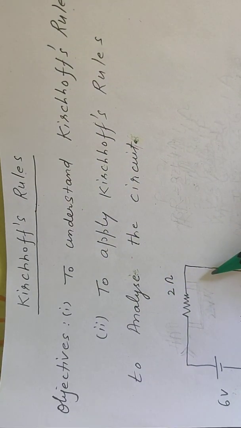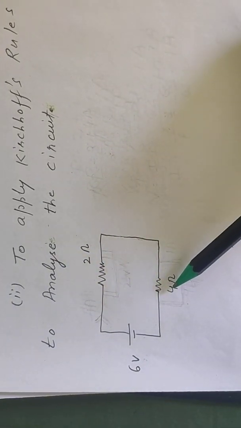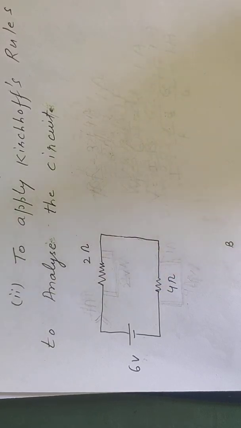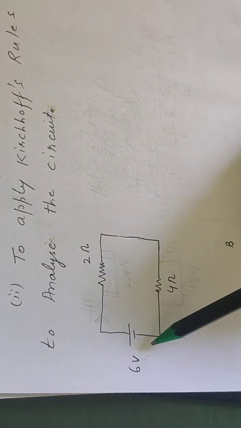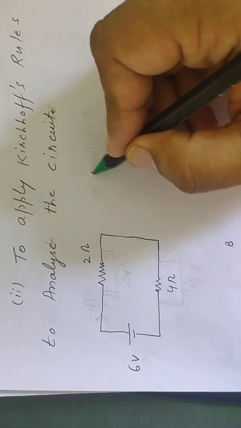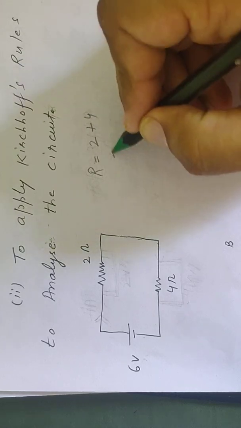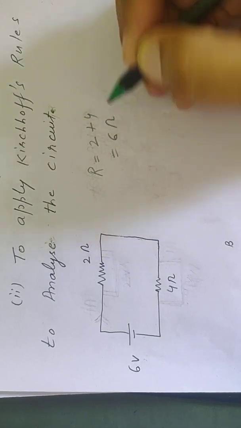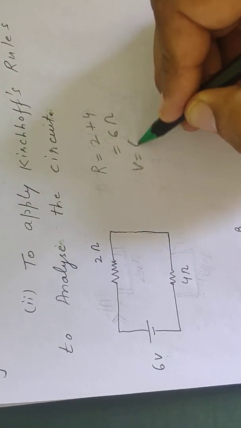Let us consider a simple circuit. Here we have a 2 ohm resistance and a 4 ohm resistance. These two resistances are in series, and here a 6 volt battery is connected. Now what is the resultant resistance? Resultant resistance is 2 ohm plus 4 ohm. A 6 ohm resistance is there in the circuit, and voltage is 6 volt.